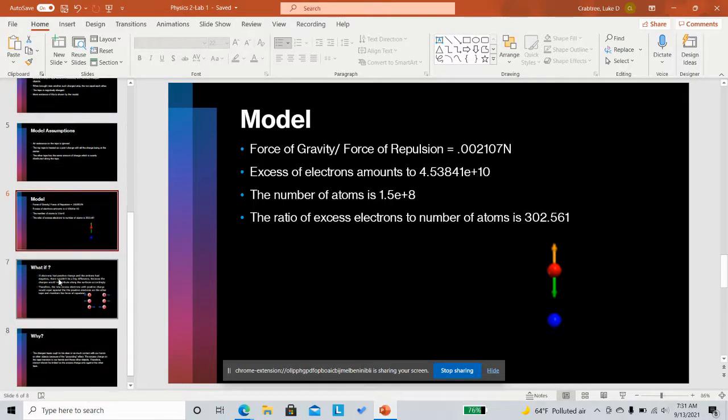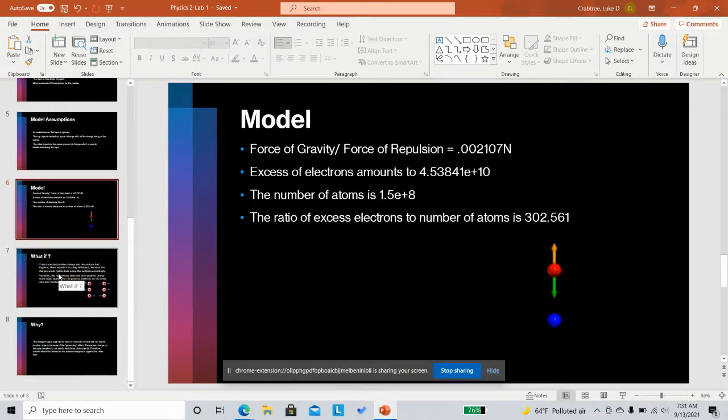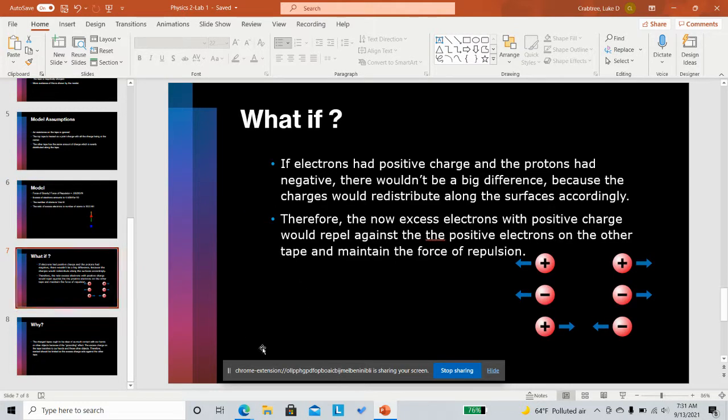And so with that said, it's time to talk about what would happen if we were to manipulate some of the things which occurred. So if instead of excess electrons with negative charge, you had excess positive charge with the protons being negative, really that would not change too much, because the charges would be redistributed along the surfaces accordingly as they would if there were negative charges on the surfaces. Now the excess positive charges are going to repel against the positive charges of the other tape. Therefore, the force of repulsion is ultimately going to be of the same magnitude and in the same direction against the top tape.